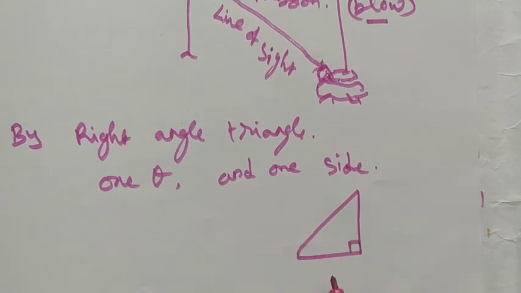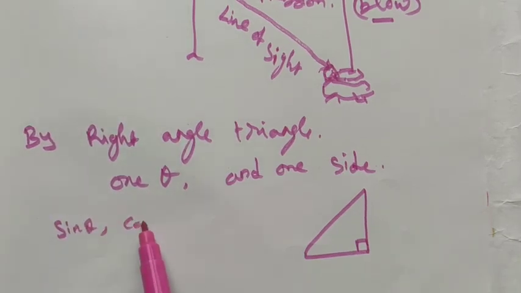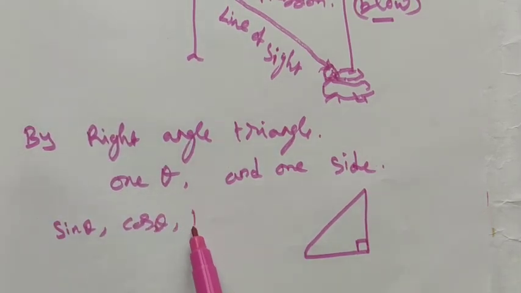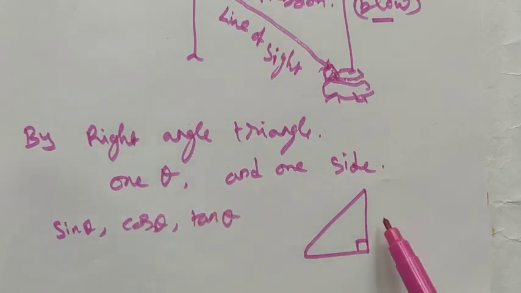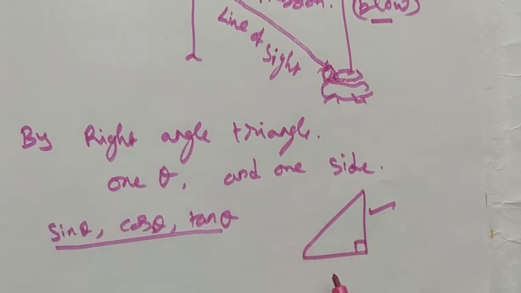By using the right angle triangle and applying the trigonometric ratios, we know the ratios sine, cos and tan, we are going to find the distance and height in this topic.